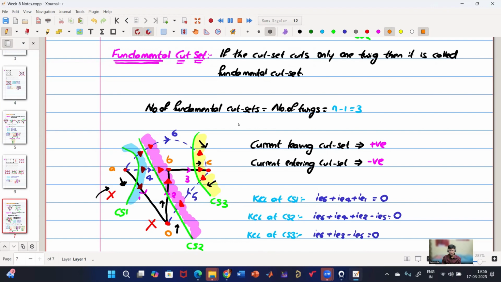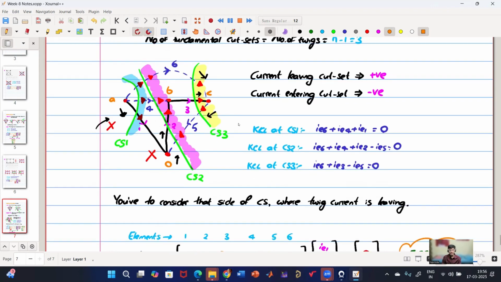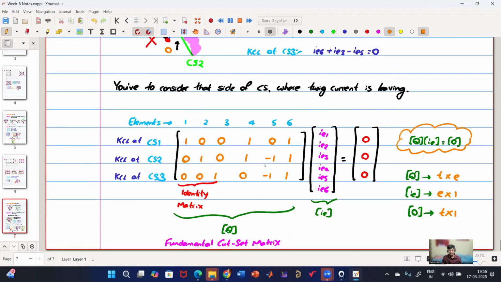Now the convention is you have to consider that region of the cut set where the twig current is leaving, so that the coefficient of twig current will be +1. In that way, we have considered three regions at three cut sets, and then we have applied KCL, and then we got the matrix, and then you will get an identity matrix here, similar to how you get an identity matrix in the B matrix.